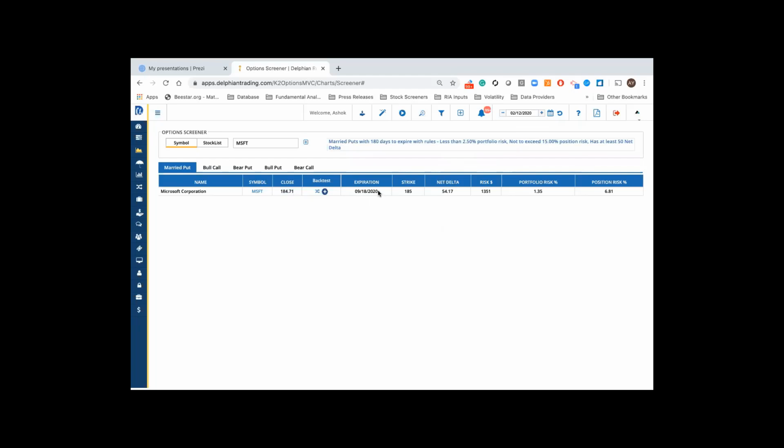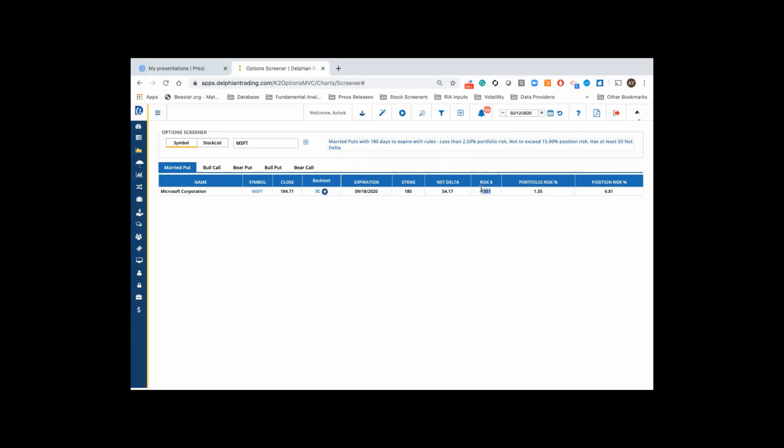Today is February. We are giving about 7 months time, up until September, for us to be right, and we are also buying. The system is telling us to buy a 185 strike with a net delta of .54. For every dollar Microsoft goes up, we make how much? 54 cents. And the net risk is $1,351. So 1.3%, slightly higher than our best practice of 1%, right?